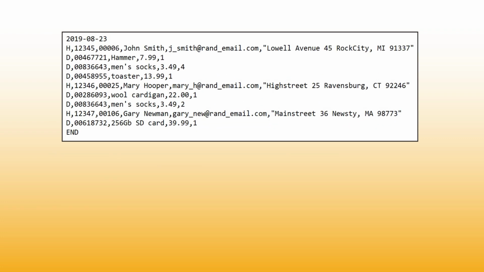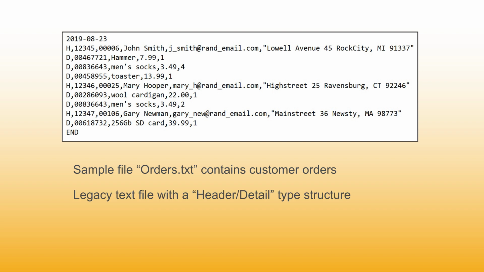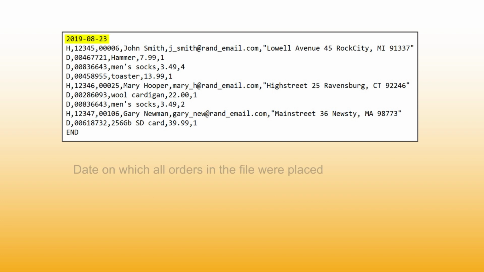The sample file we will base our FlexText template on, named orders.txt, contains customer orders and is a typical example of a legacy text file format with a parent, child, or header detail type structure. The first line in the file contains the date on which all orders were placed. The last line signifies the end of the file. The order information is contained between the first and last lines.